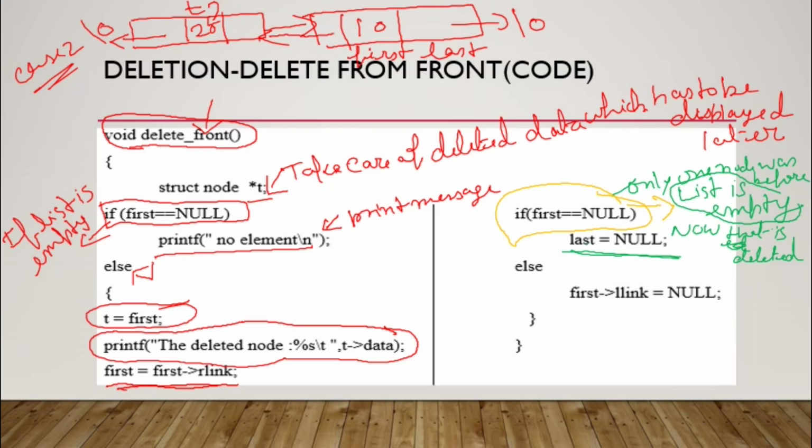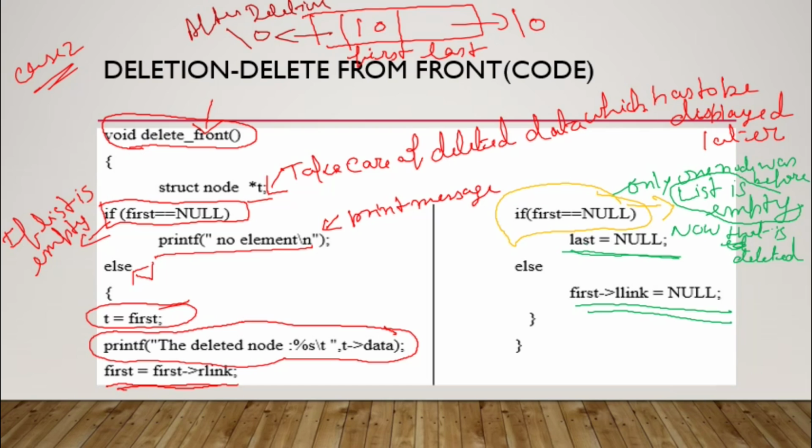Else, what you're supposed to do is first of L link is equal to null. So students, we know that when we do first is equal to first of R link, this particular connection will be removed, and when we do first of L link is equal to null, even this connection will be removed. When both the connections are removed, what will remain? Nothing but the null. So after deletion, it will look this way.